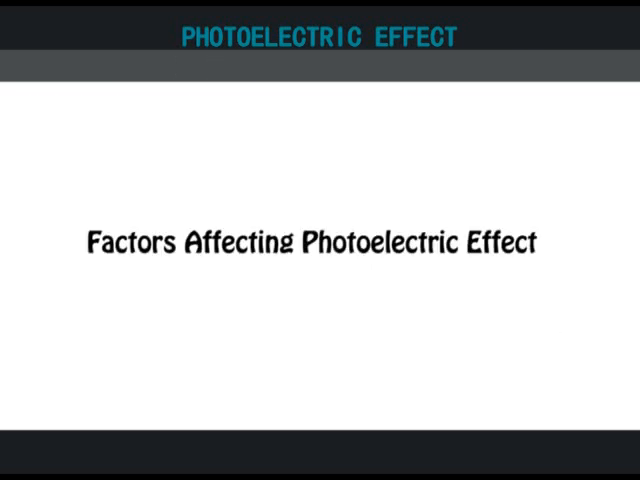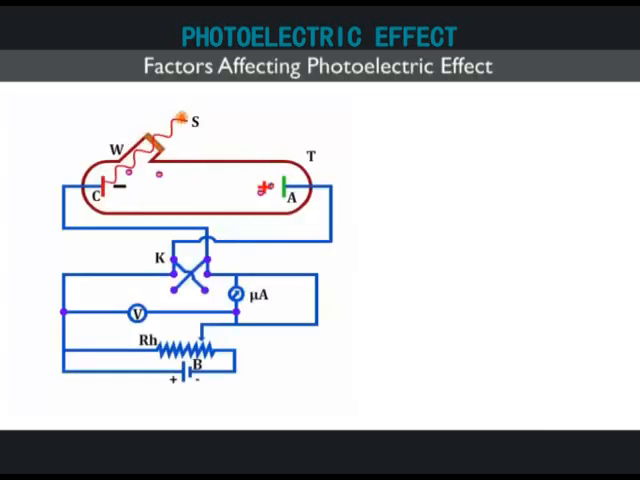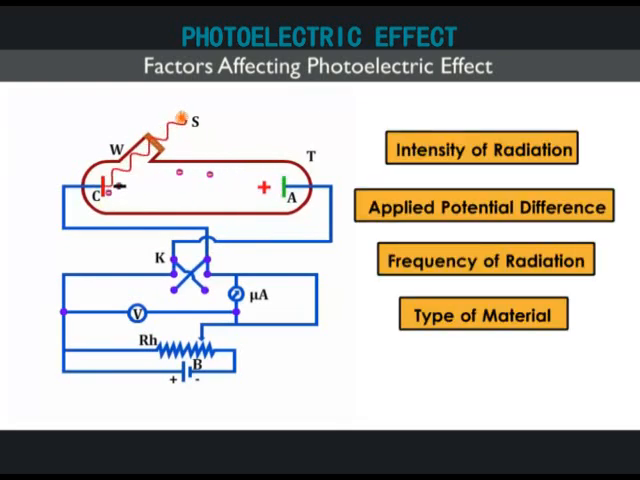Now we move to factors affecting photoelectric effect. The ability of a radiation to emit photoelectrons from a metal surface is determined by the intensity of the radiation, the applied potential difference between the two plates, frequency of the radiation, which of course determines the energy of the radiation, and the type of material.